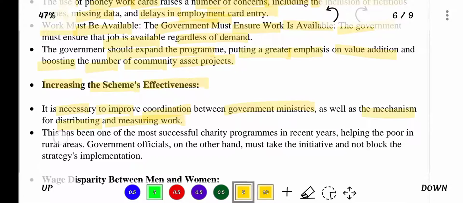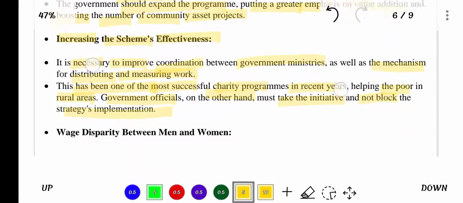This has been one of the most successful charity programs in recent years, helping the poor in rural areas. Government officials, on the other hand, must take the initiative and not block the strategy's implementation.